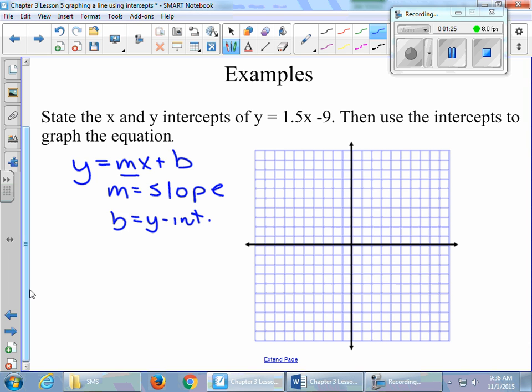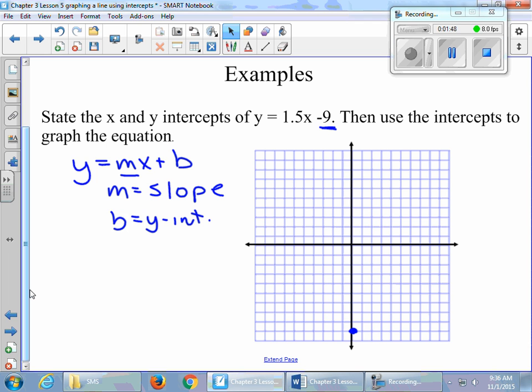So this right now tells us that negative 9 is our y-intercept. Across it way down there, negative 9, because b equals negative 9.